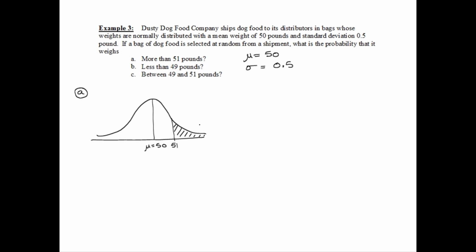So if we're at 51 pounds, that means we want this area to the right of 51. If we are at 51 pounds, how many standard deviations away from the mean is that? Well, one standard deviation is a half pound. Therefore, if we're 1 pound away, we are 2 standard deviations above the mean. You can also do this using your formula, of course. Your z-score is going to be x minus mu over sigma. So 51 minus 50 over 0.5.